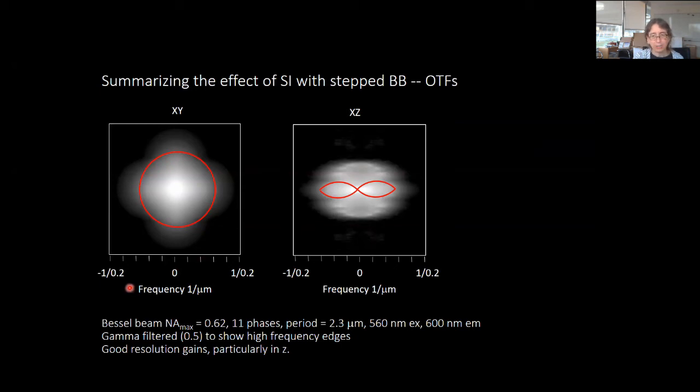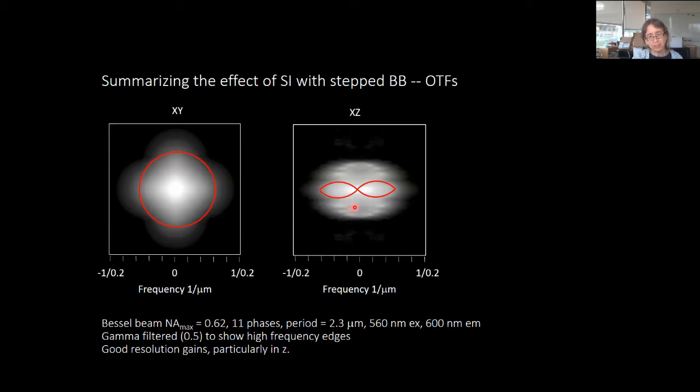Now the optical transfer function is in 2 dimensions. It's still showing the variation in efficiency of transfer as a function of distance from 0. So low frequencies are in the middle and high frequencies are out at the edges here. And so the original limit of detection for the objective is depicted with this red circle here. And the optical transfer function of the Bessel beam SPIM is depicted in white here. And you can see it's extended beyond the original diffraction limit of the objective, which is what we expect.